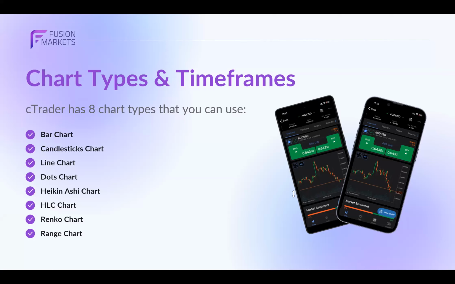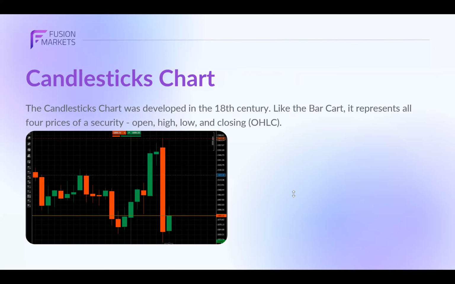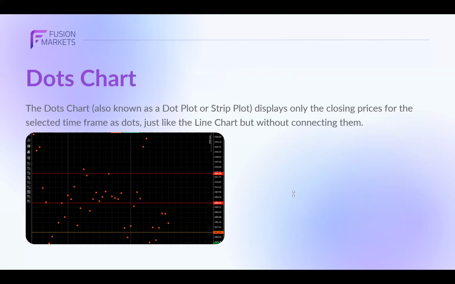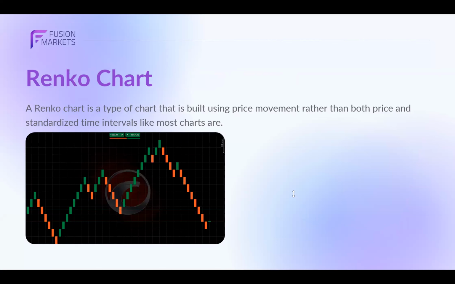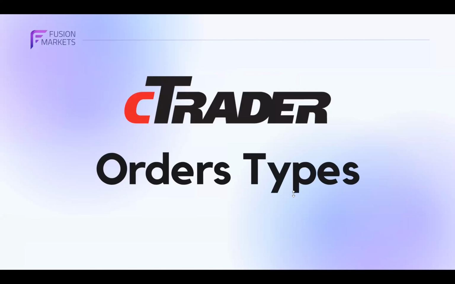So I've gone through everything here. We've got our bar charts, as I mentioned. These are your traditional charts, your candlesticks. Again, nothing new here. Line charts, your dot charts. These are fantastic for depicting those trends. Get a really good idea of where price is at and where it's been landing on that close. You've got the high-low close charts. Fantastic. Your Renkos. You've got your range charts as well. Now we're going to go through some order types.